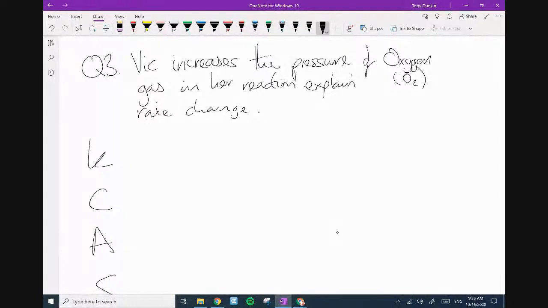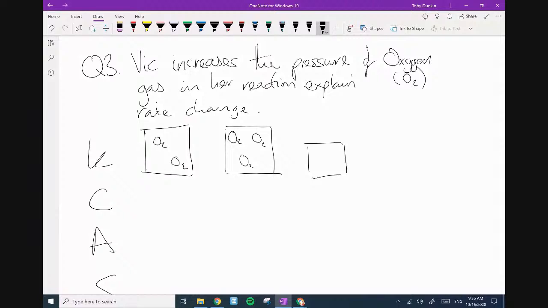So Vic had a container with oxygen gas in it, and she has increased the pressure. There's 2 ways that she could have done this. Number 1, add more gas. That'll raise the pressure. Or number 2, reduce the size of the box. Do you realize it's the same as concentration? There are more particles per unit space. If she added more gas, well, she's gone for 3 particles in the same space that there was 2 previously. If she decreased the box size, then she had 2 moles of gas in a smaller space.